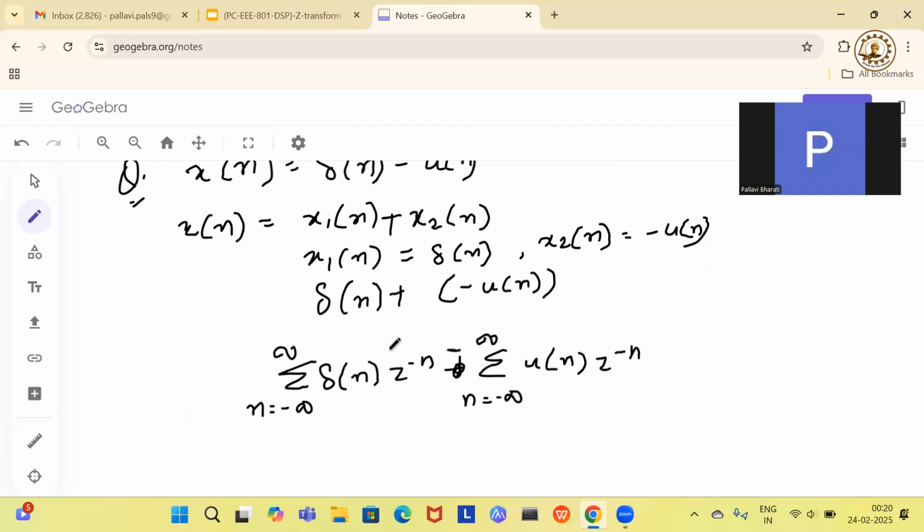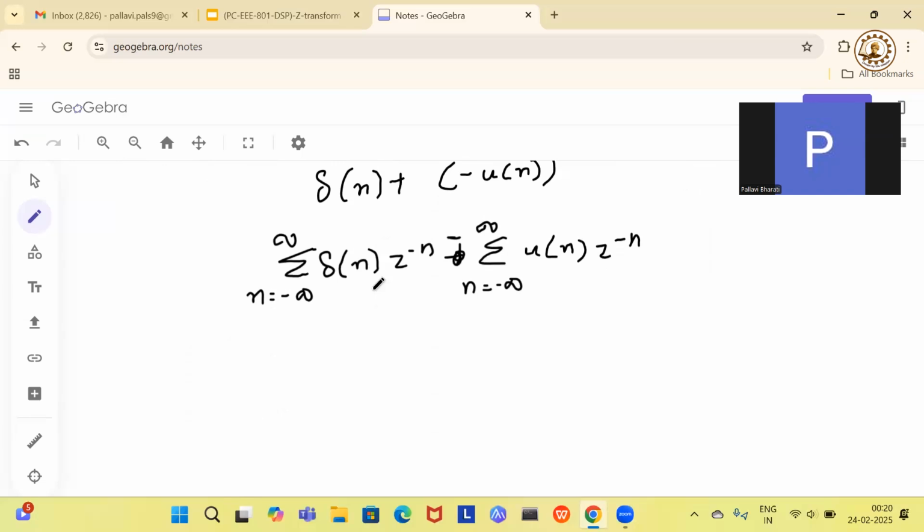Now see, this is an impulse signal. It is present only at n equals 0, and at all other places the value is 0. Means at 0 the value is 1, and all other places it is 0. So this signal will be present only at n equals 0, and that value is going to be 1. If you put n equals 0 over here, then this whole thing is going to become 1, and this signal is already 1. Delta n at 0, delta 0 is 1.